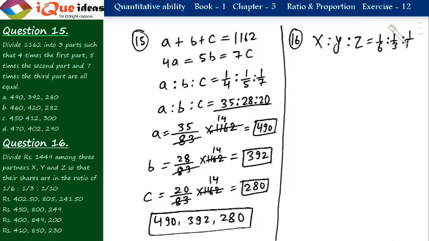The first thing that we need to do is bring the ratio into normal numbers, and to do that we take the LCM of the denominators 6, 3 and 10, that would be equal to 30, right? Now multiply by 30 to each one of them, so we get X is to Y is to Z as 1 by 6 into 30 is 5, 1 by 3 into 30 is 10, 1 by 10 into 30 is 3. So the required ratio is 5 is to 10 is to 3. Now let's divide each one of them. So X is equal to 5 divided by 5 plus 10 plus 3, that is 18, into 1449.